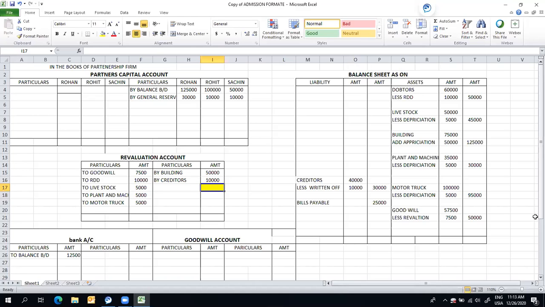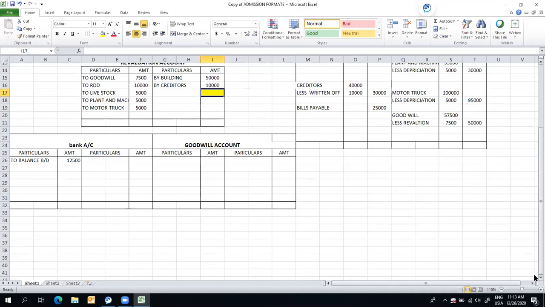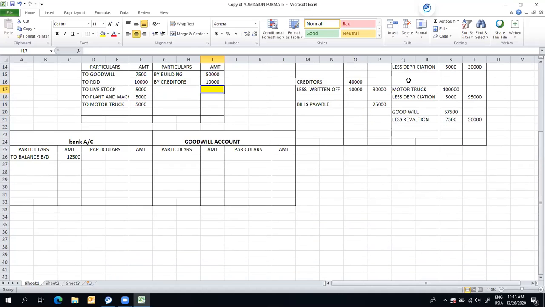So Rohan and Rohit will bring additional capital in their business, and for that we will pass journal entry for it. Now what will be the journal entry for it? Come on, who will answer? Rohan and Rohit will bring additional capital in their business. Can anyone try? What will be the journal entry? Additional capital ka.